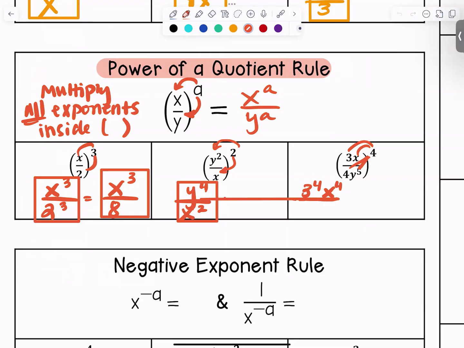And on the bottom, I don't know why it does that sometimes. Hold on. Okay, so on the bottom, 4 gets a 4, and y gets 5 times 4, which is 20. Now, 3 over 4 to the fourth powers, you could write those all out and distribute. 3 to the fourth power is 81. 4 to the fourth power is 256.